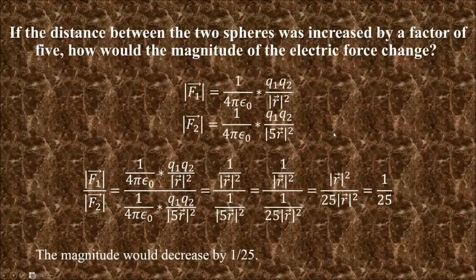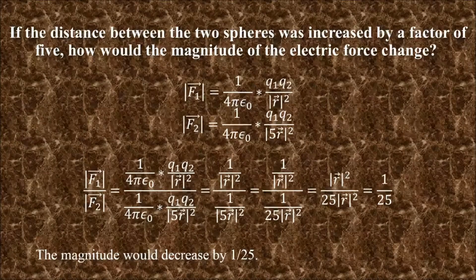Alright, so now we come to the last part, part E, which asks: if the distance between the two spheres was increased by a factor of 5, how would the magnitude of the electric force change? We don't actually need any numbers here, other than the fact that the distance was increased by a factor of 5. So we have our original electric force equation, which we used in part D, and now we have our new electric force equation, where the distance has been increased by a factor of 5.